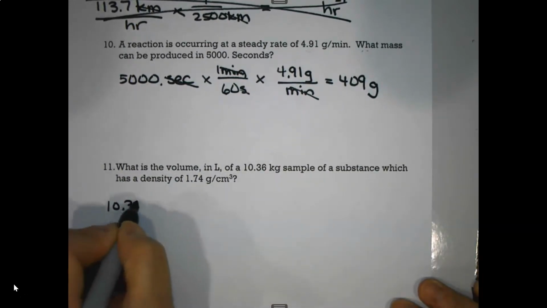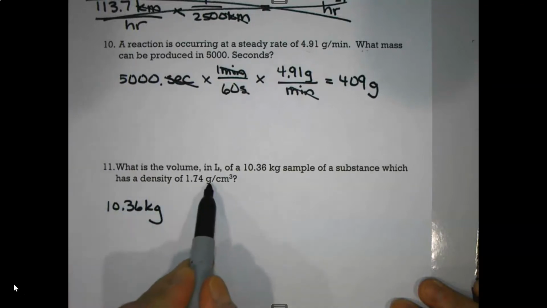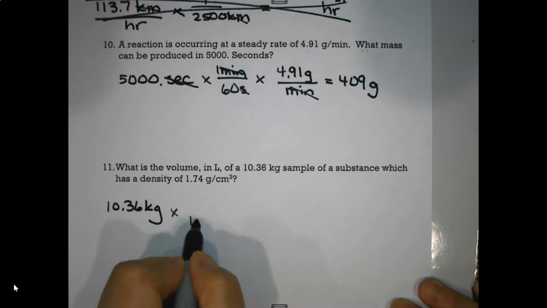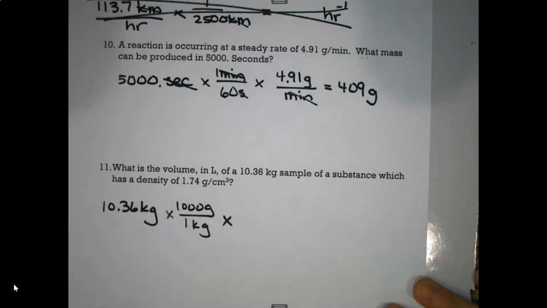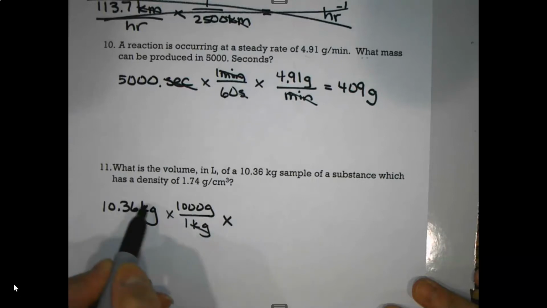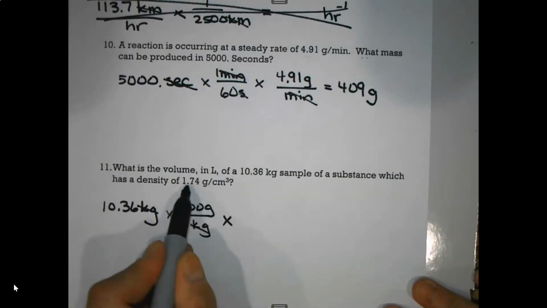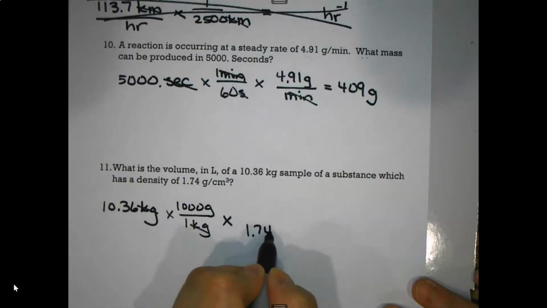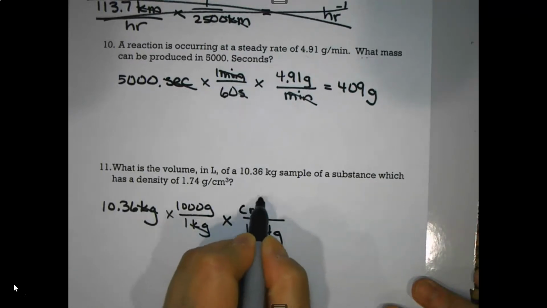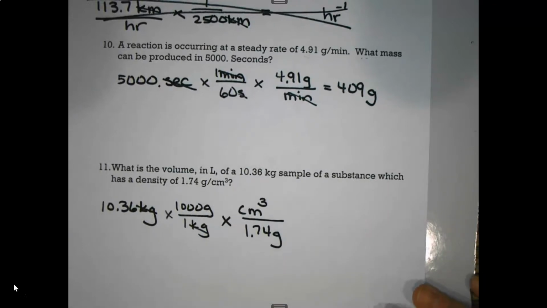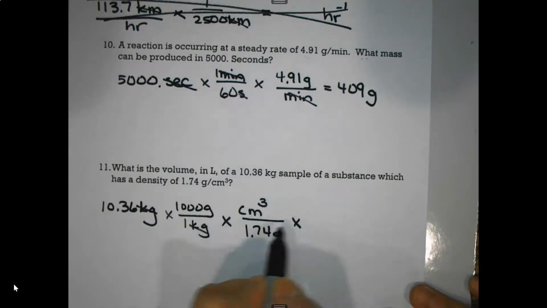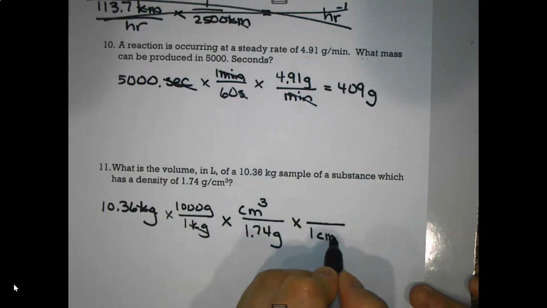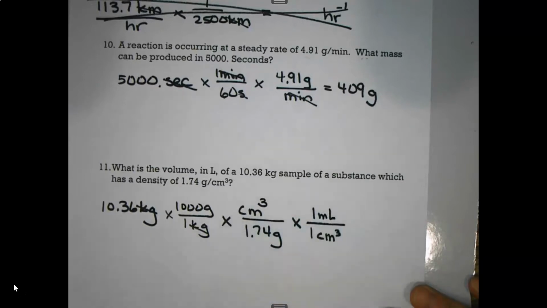So 10.36 kilograms. My density's in grams. So I've got to get to grams first. So I'm going to convert kilograms to grams. Then I can use this density. But since grams are in the numerator, I want the 1.74 grams in the denominator. Centimeters cubed in the numerator. Okay, I got to get to liters. If you remember from one of the previous problems, we know that 1 centimeter cubed is equal to 1 milliliter.